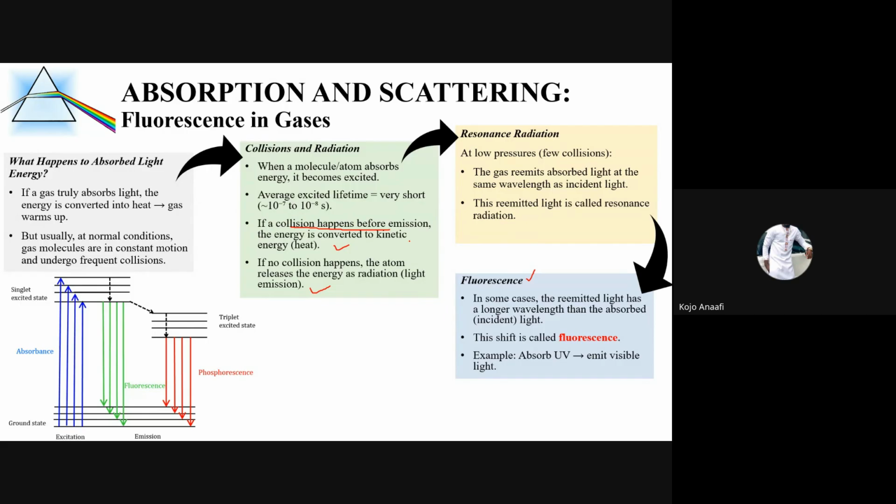Sorry, with the explanation that you were giving earlier, you said when a molecule absorbs energy, and then assuming no collision occurs, the energy is converted into kinetic energy. And then in the slide, you have in brackets heat. So I wanted to understand, is the kinetic energy equivalent to the heat energy?